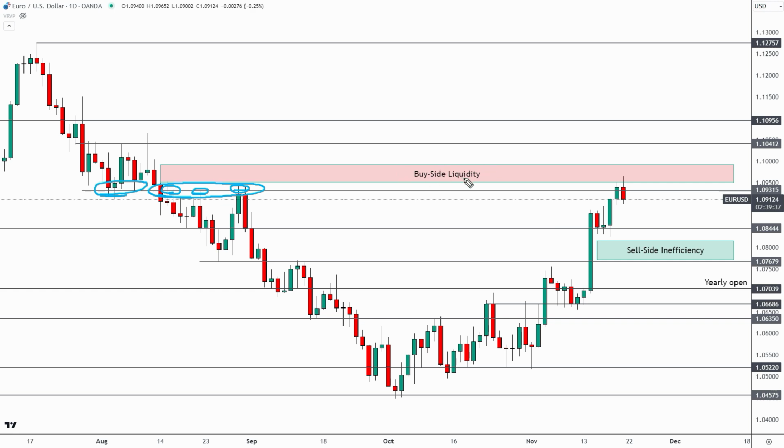Now, markets seek liquidity, and so it's no surprise to see the Euro take out these highs from back here, sweep that liquidity, and then reverse. So this is exactly what I mentioned in Monday's video.